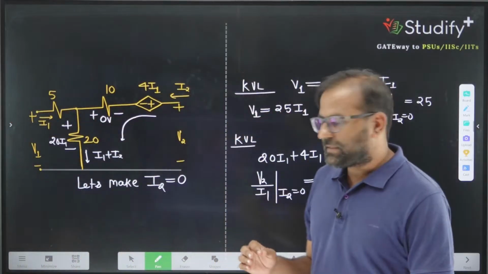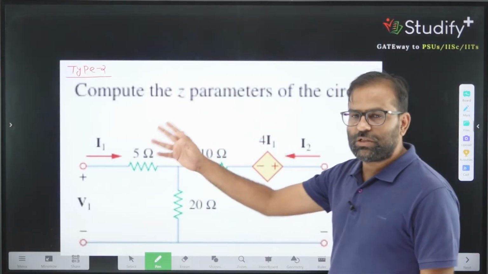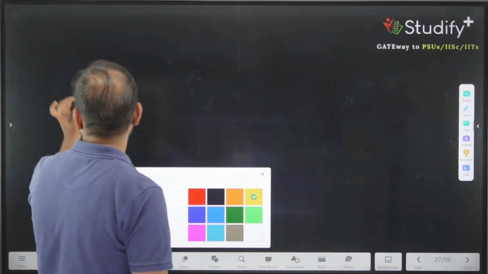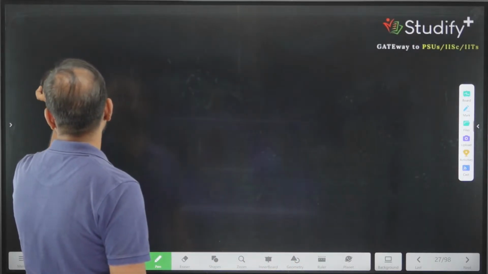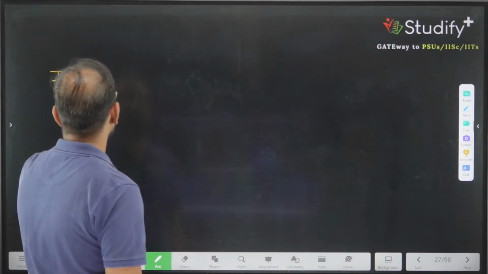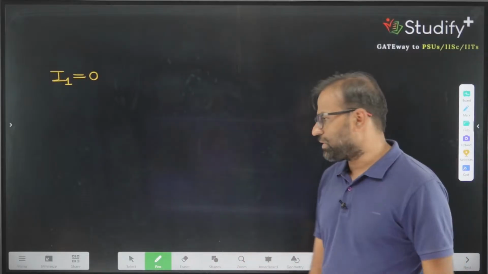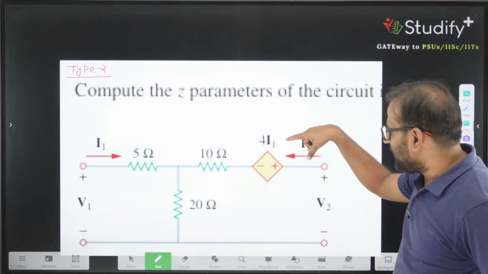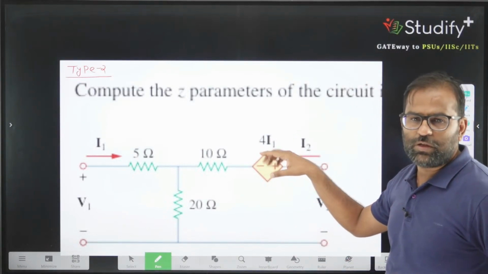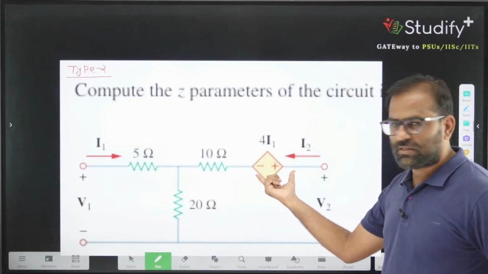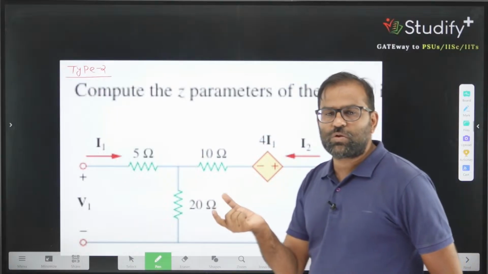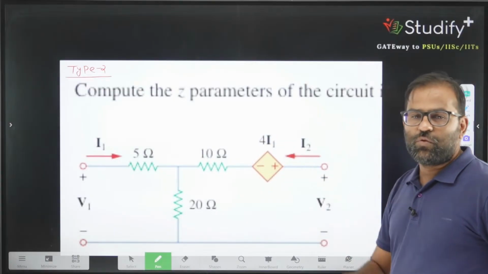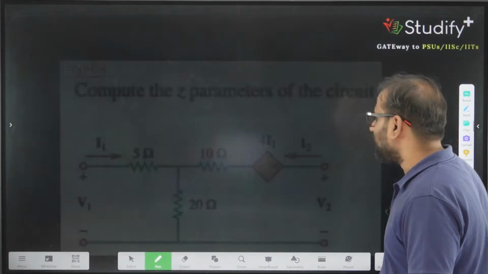Similarly, we can make I1 equal to 0 and calculate for the network. If I take I1 as 0, what will be the value of this parameter? As soon as you make I1 equal to 0, you will see that this is a current-dependent voltage source. So if you make I1 equal to 0, the value of this voltage source is equal to 0, and a voltage source equal to 0 means you have to replace this voltage source by a short circuit.